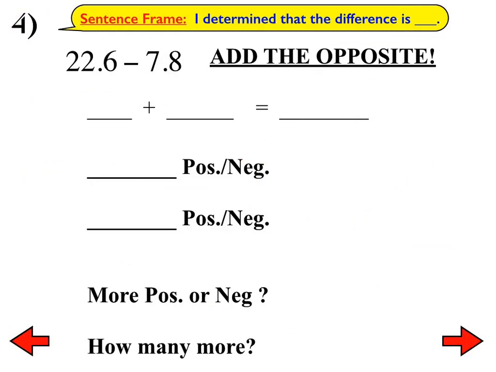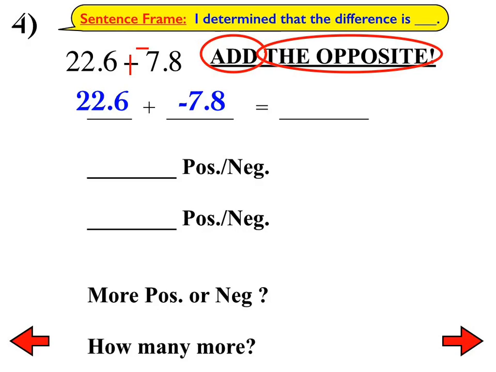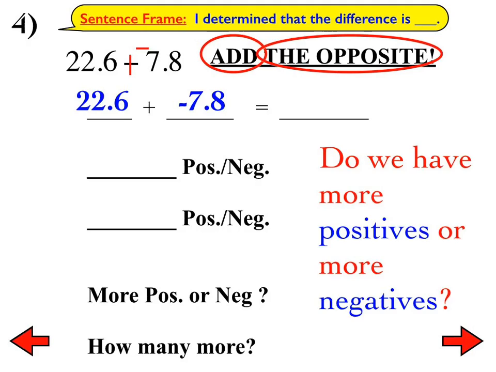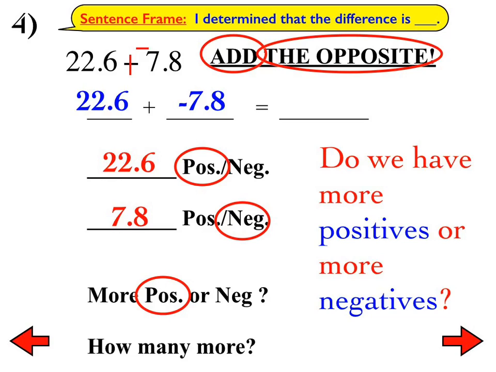Number 4, we add the opposite, or turn it into an addition problem. It looks like this. We have more positives than we do negatives. In fact, we have 22.6 positives and 7.8 negatives. Since we have more positives, the difference is positive, and we have 14.8 more positives than negatives. So I determined that the difference is 14 and 8/10.